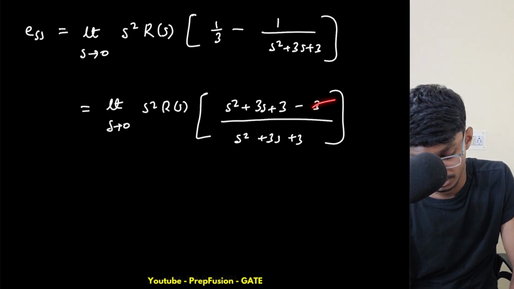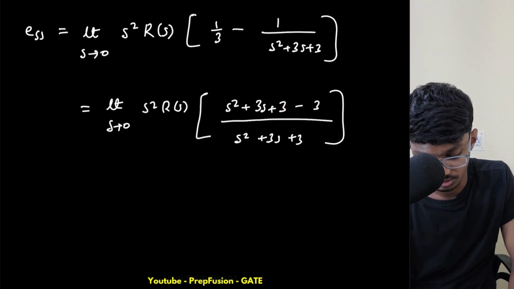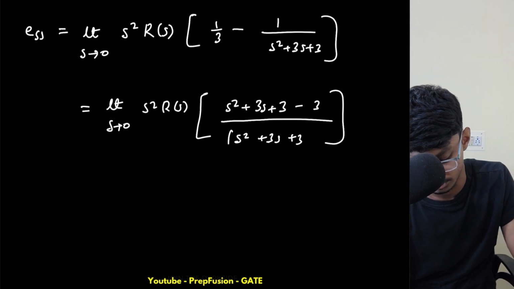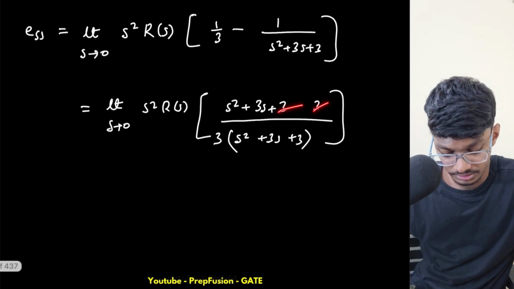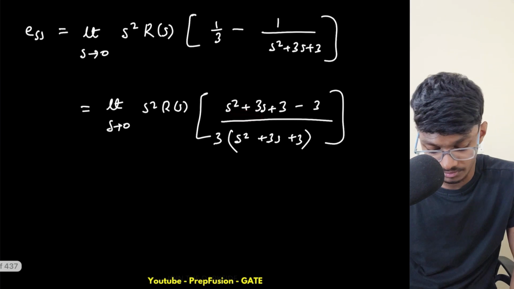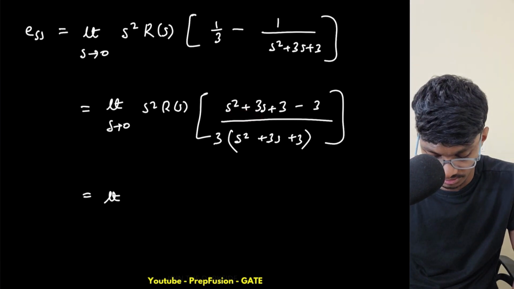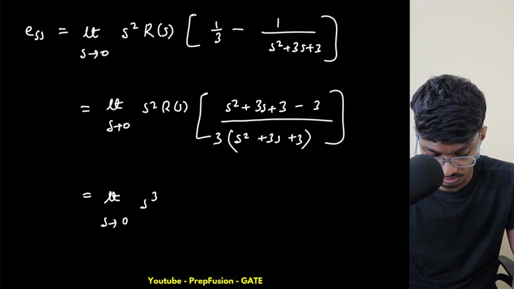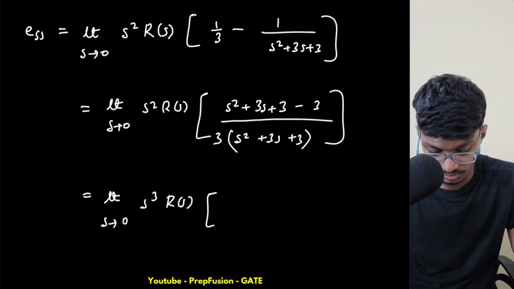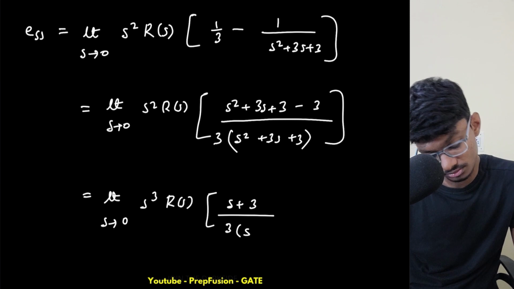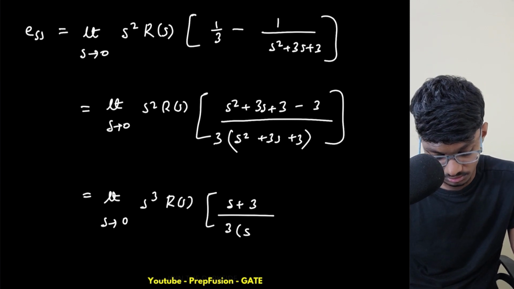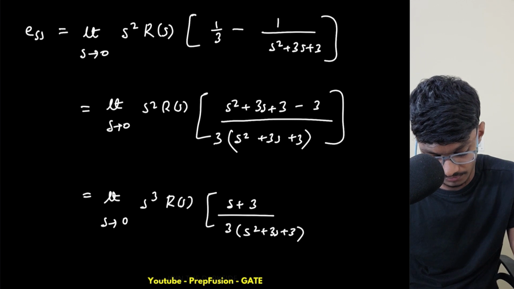So now this one will get cancelled. Okay, so this one gets cancelled, s square plus 3s plus 3, and here I have a 3 also. So if this one gets cancelled, I am remaining with s square plus 3s. So I can again take s common: s cube into R of s, this is s plus 3, divided by 3 into s square plus 3s plus 3.